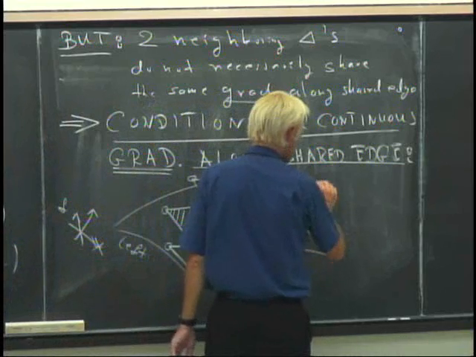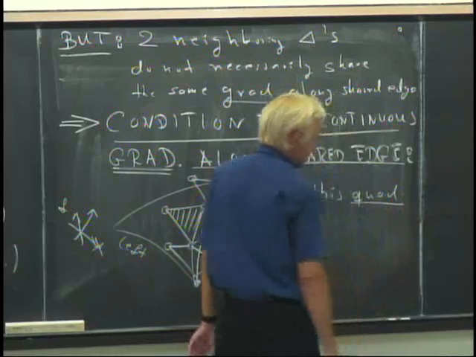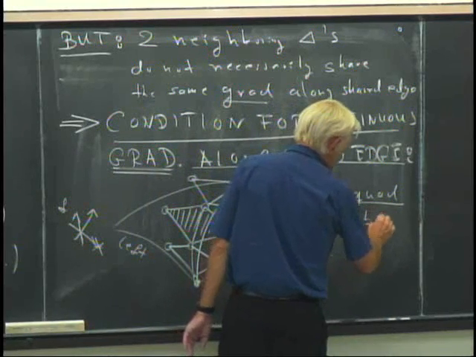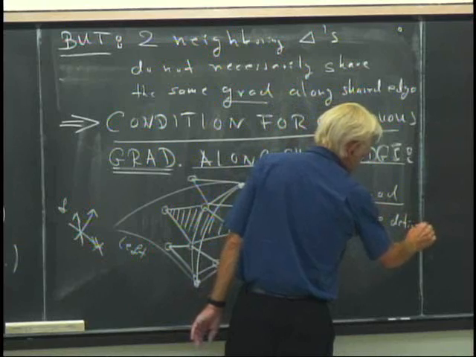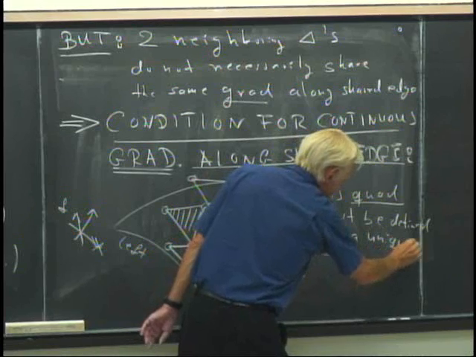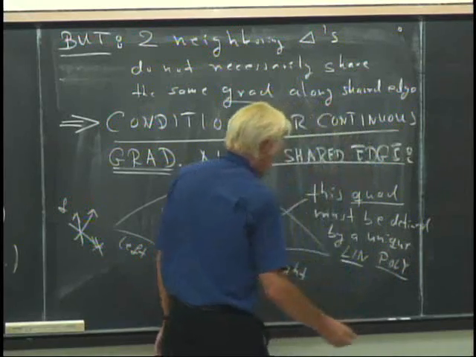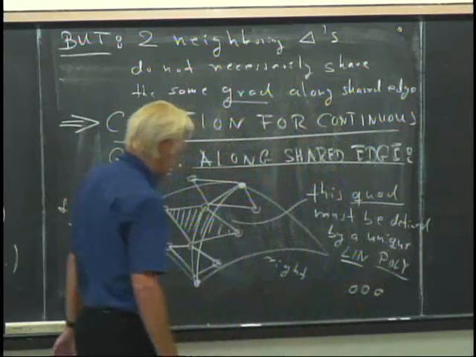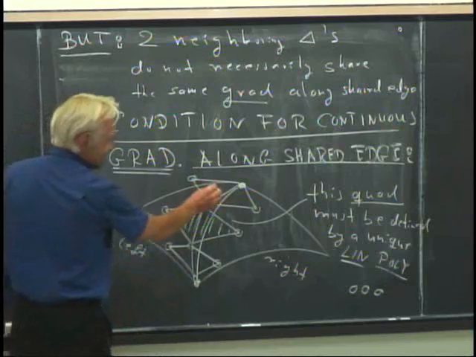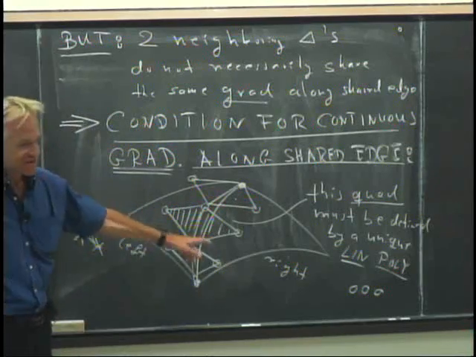So this quad must be a linear quad. It must be defined by a unique linear polynomial. And then you can prove that, etc. Again, these two triangles lie in the same plane by construction. These two triangles lie in the same plane by construction. These two triangles do not.